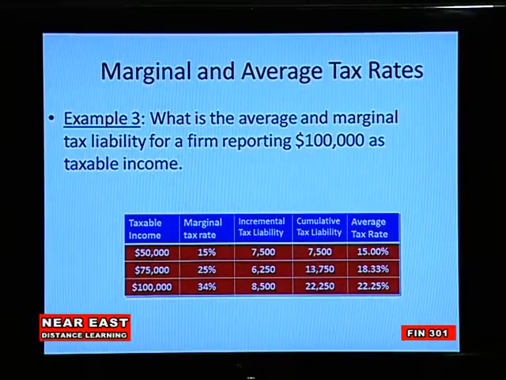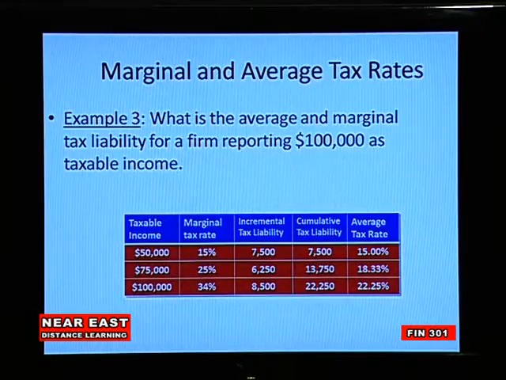Now the company has $100,000 as net income. How do we pay the tax? On the first $50,000 we will pay 15%, on up to $75,000 we will pay 25%, and on up to $100,000 we will pay 34%. That's the marginal tax rate.